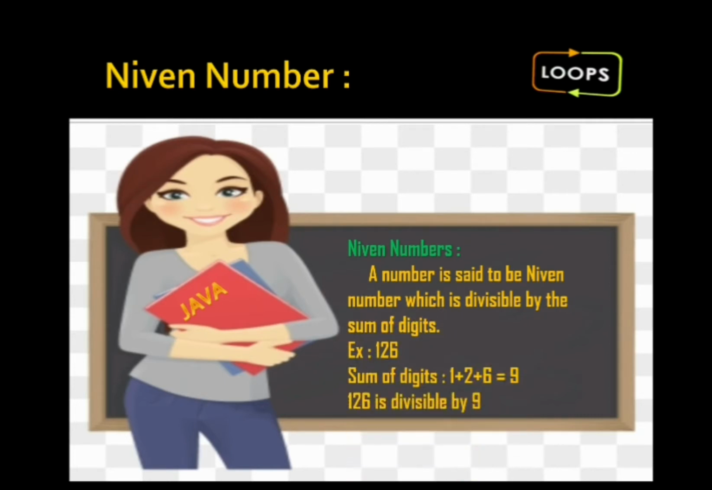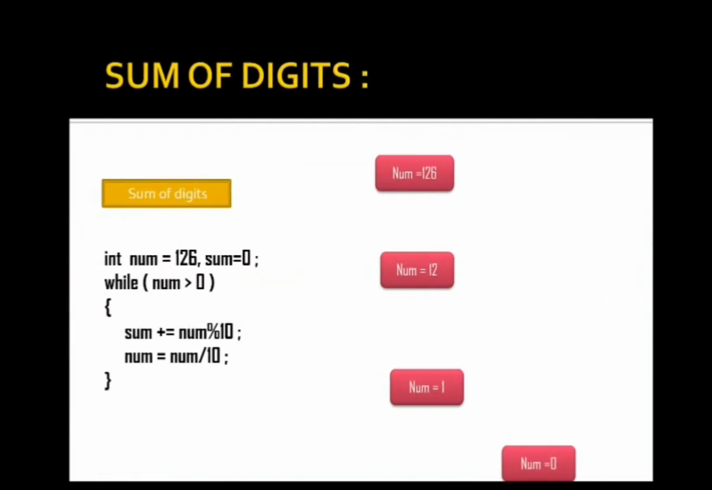Here, I have to focus on the sum of digits. One by one I have to pick a digit and add them, developing a number by adding digits one by one. Then I have to check whether the sum of digits is going to divide the particular number or not. Now how am I going to do that? Now my number is 126.